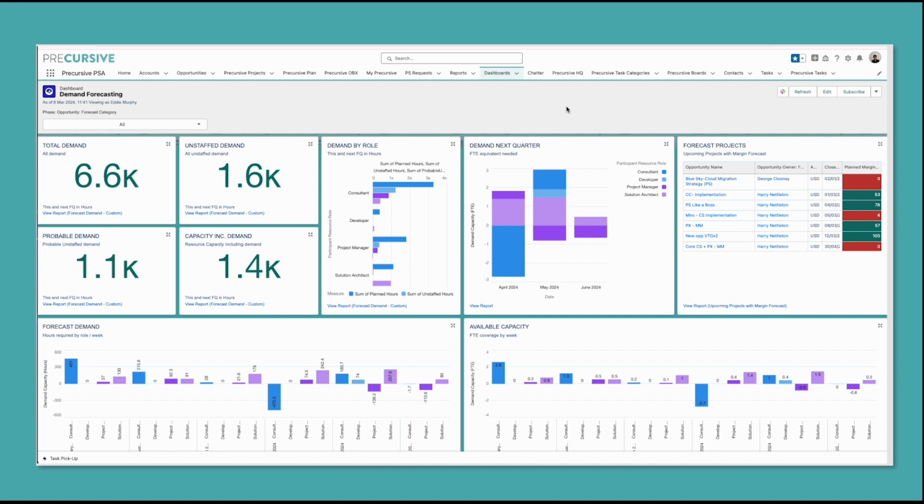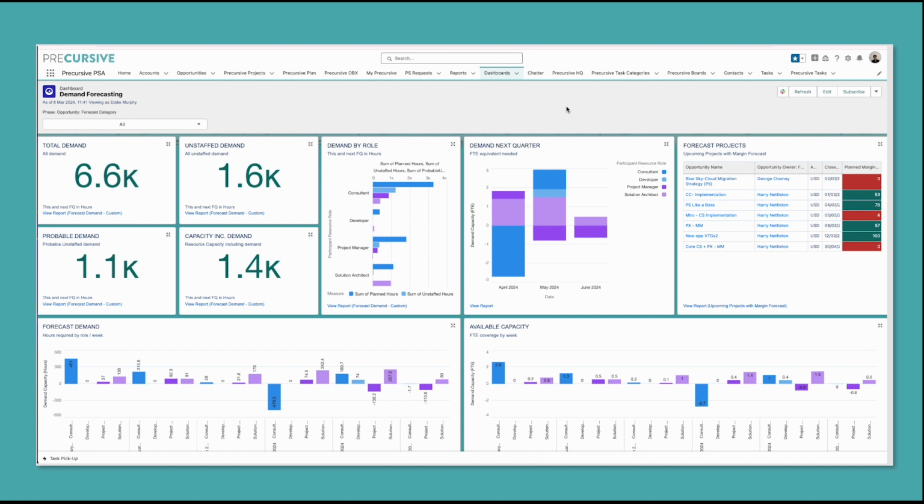So a common situation for services organizations is we've got a backlog. It's either slowly building or we're trying to figure out how we work through it. So we're going to show you a few tips and techniques on that, which you can do in Precursive PSA, or hopefully in your own PSA solution.